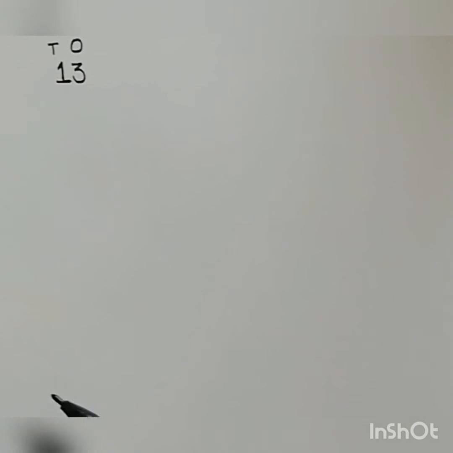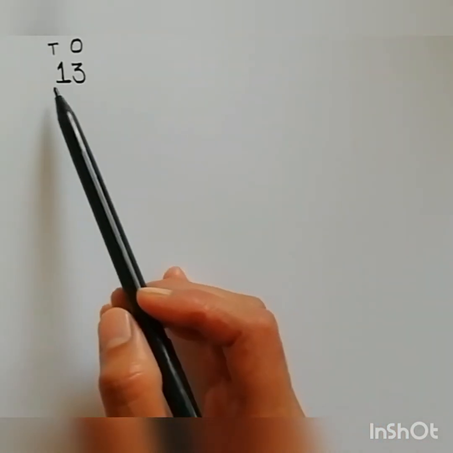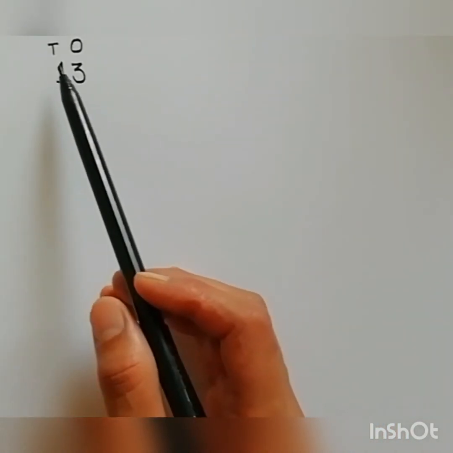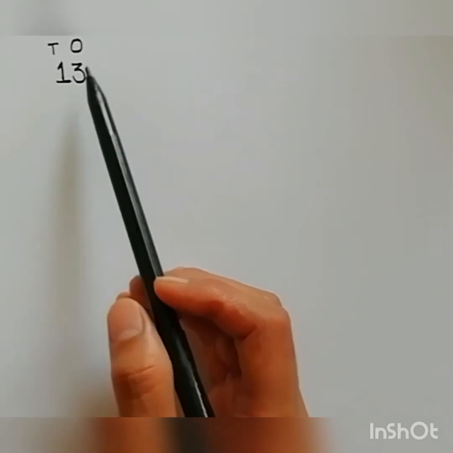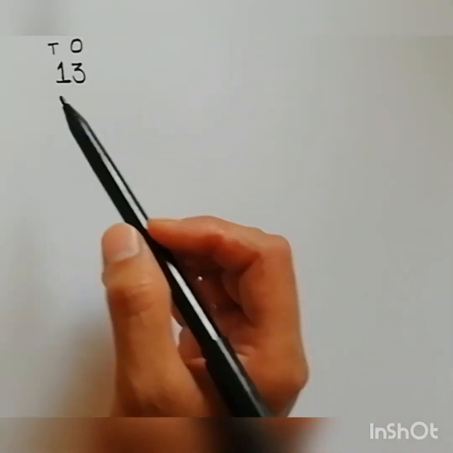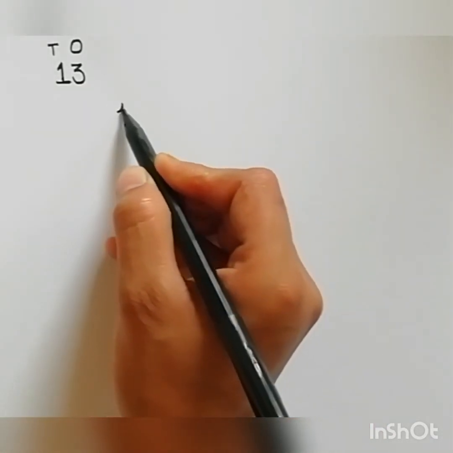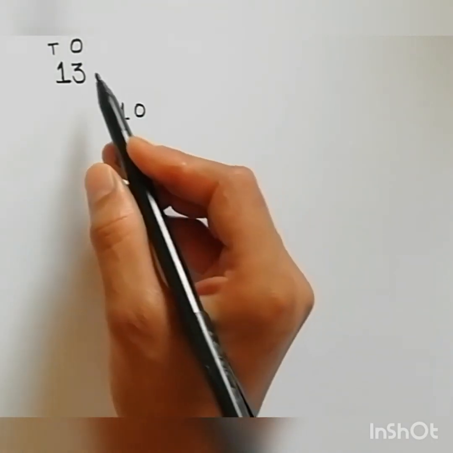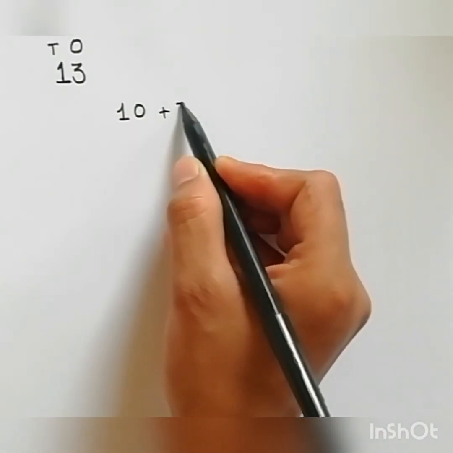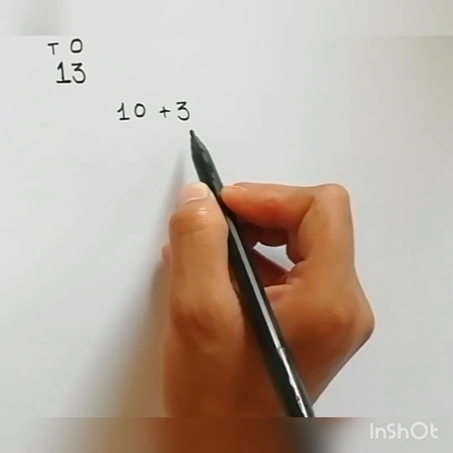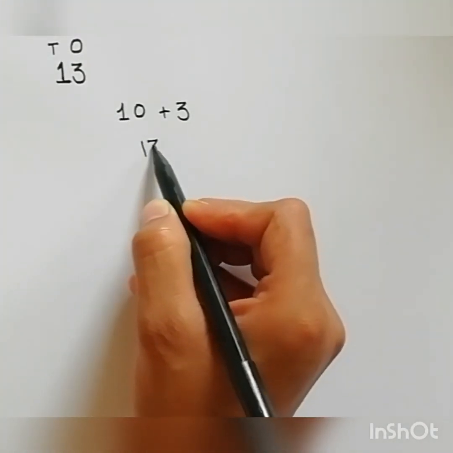Now 13. In 13, the first number 1 is a tens and the second number 3 is a ones. So 1 ten means 1 time 10 and 3 ones. So 10 plus 3 is equal to 13.